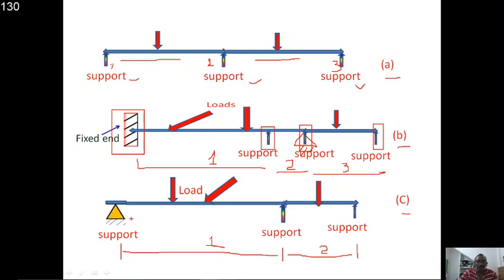How many supports? Support 1, support 2, support 3. There are three supports. In addition to that, the type of support is a combination also. Here it is a hinge support, whereas here it is a simple support, or you can say roller support. So these types of combinations are used to frame a continuous beam.